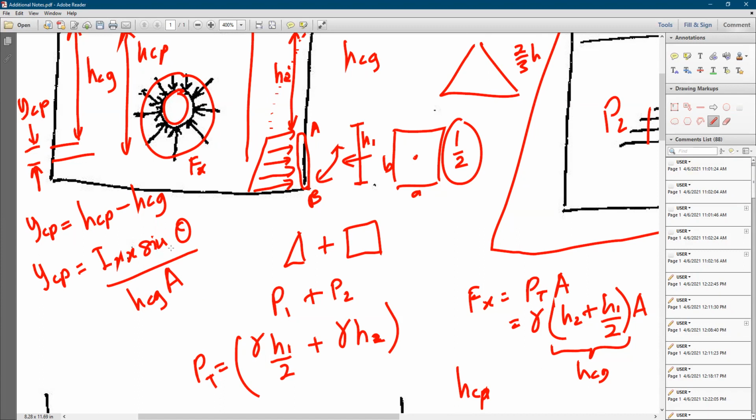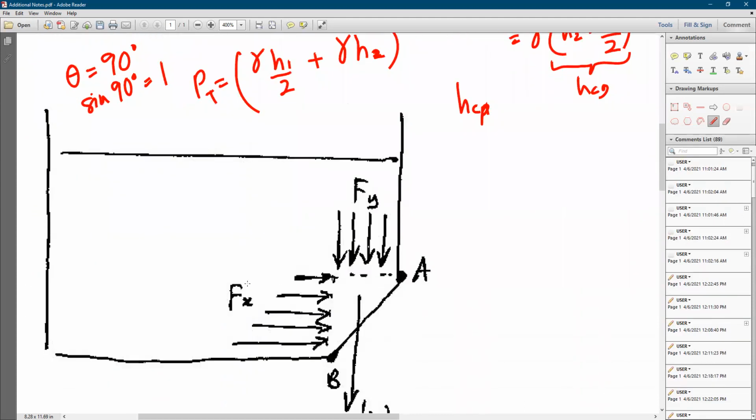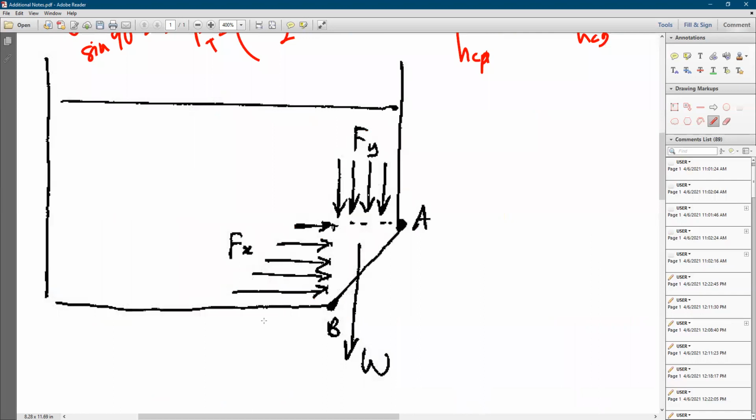Now if you have a vertical surface, something like this, theta is equal to 90 degrees, and sine of 90 degrees is equal to 1, right? I hope you get what is actually happening here. From now, I think we are done on this part. We go back to this one.